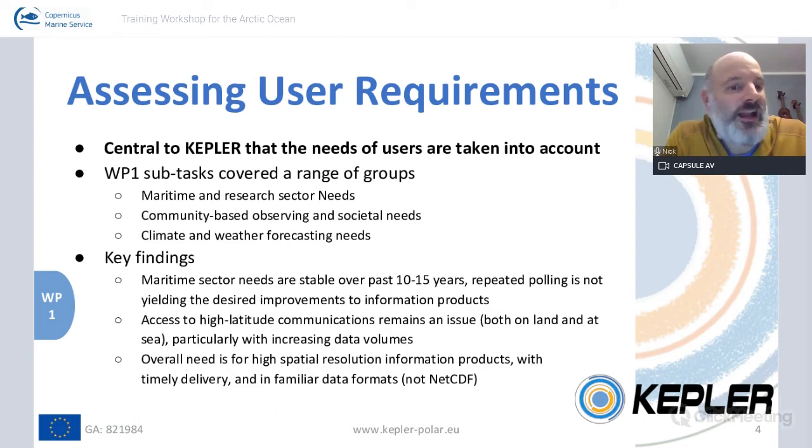And although there's a lot of talk about improved information products, when it comes to actually getting those to people at sea, and even in some of the remote areas on land, high latitude communications remains an issue. It's a big barrier to accessibility. If you're going to put out services and products, you want to make sure that people are able to see them and interact with them. And with the increasing data volumes we're seeing from Copernicus, that's only getting worse.